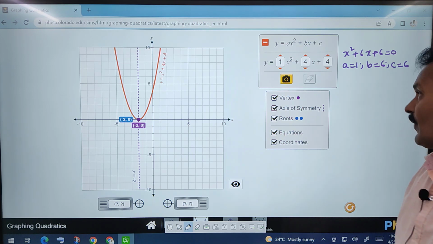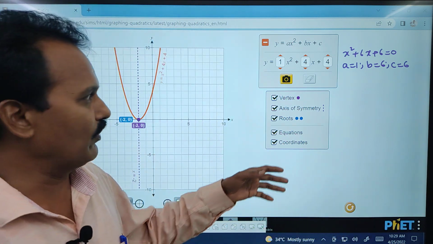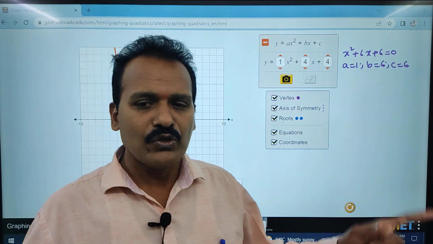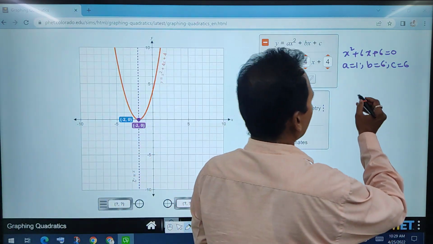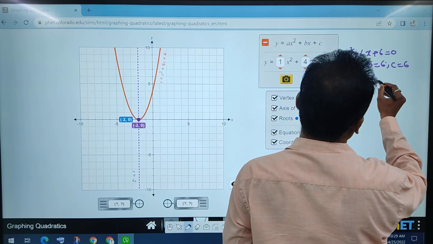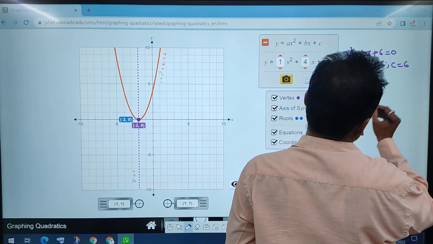Now, what we have to do? This one is a monic quadratic equation because the a value is 1 only. So, here the x square coefficient is 1 and the constant is 6. You need to multiply those two values. So, if you multiply 1 and 6, what will you get? 1 into 6 equal to 6. Now, this 6 should be divided into factors.